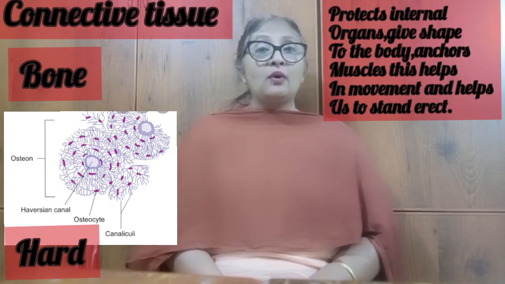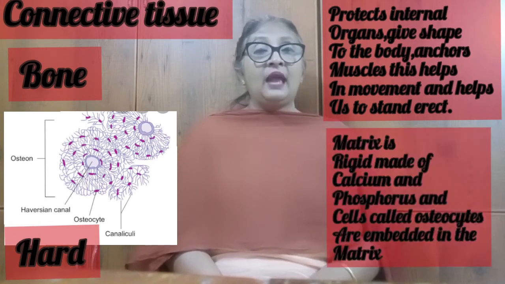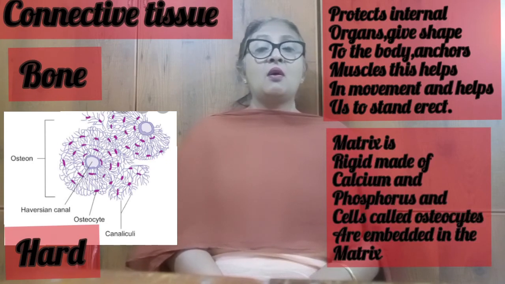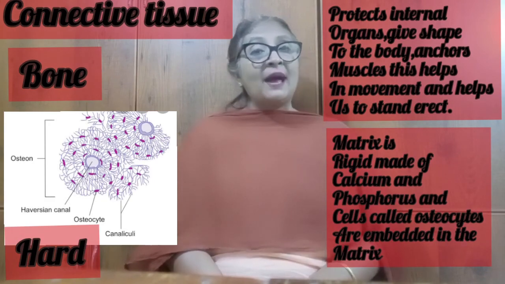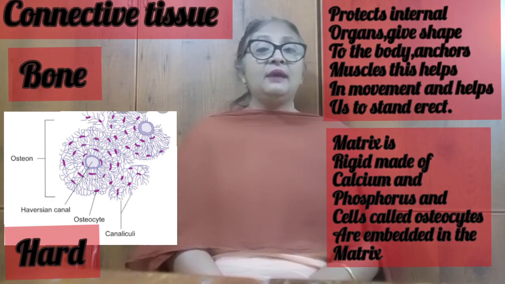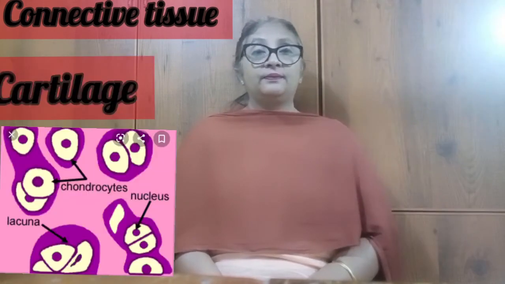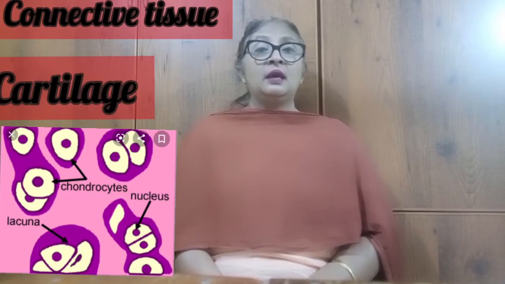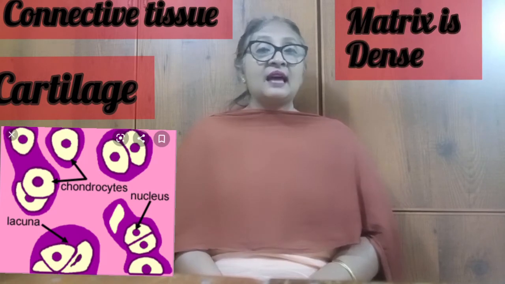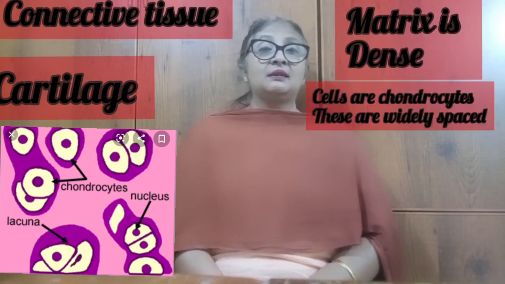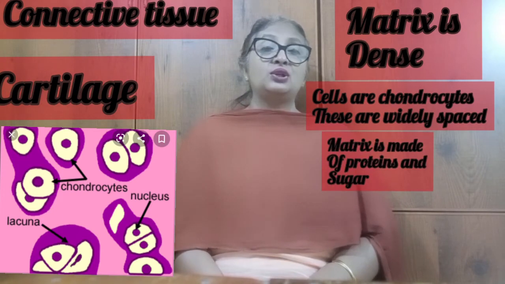The matrix of the bone is hard, and embedded in this hard matrix are the cells called osteocytes. The matrix is made of calcium and phosphorus. Next, cartilage. Cartilage, the matrix is dense and the cells are widely placed, and these cells are called chondrocytes. The matrix is made of proteins and sugar.